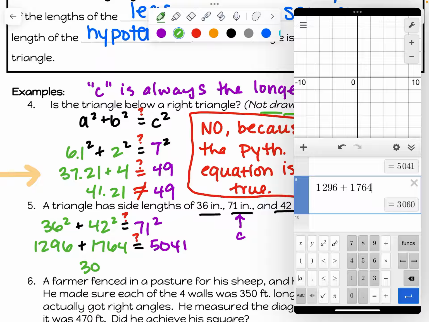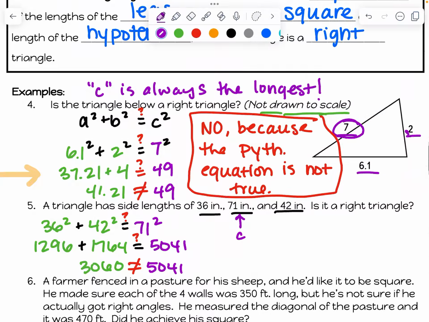Oof, 3060? That's definitely not equal to 5041. This one wasn't even close. So again, our answer is actually the same as in number 4. No. And here's a different way you could word it.